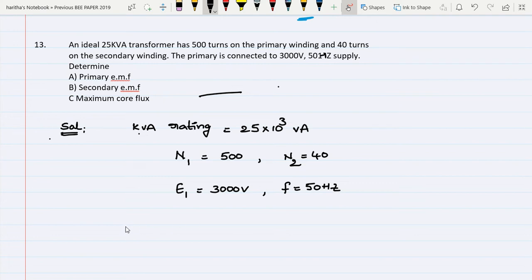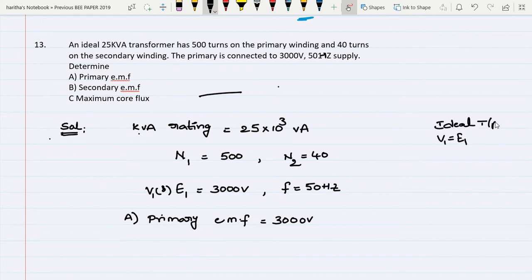So what you have to find out is the primary EMF. Actually the primary is connected to 3000 volts. This is V1 or E1. So directly the first one, primary EMF is 3000 volts. As it is an ideal transformer, always V1 is equal to E1. It is mentioned in the problem that the transformer is an ideal transformer. So V1 is equal to E1. The primary EMF is over. Next, the second one, secondary EMF. So you need to find out E2.